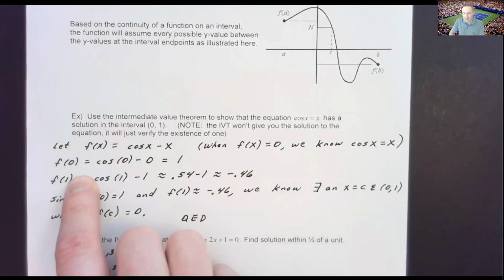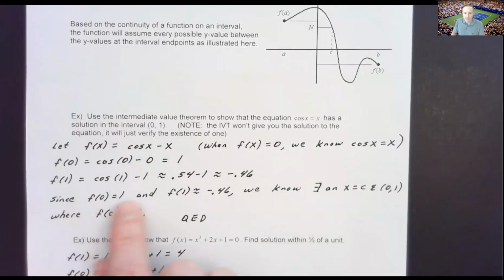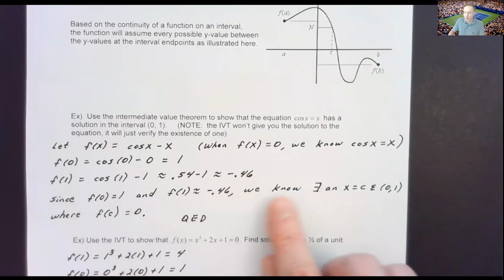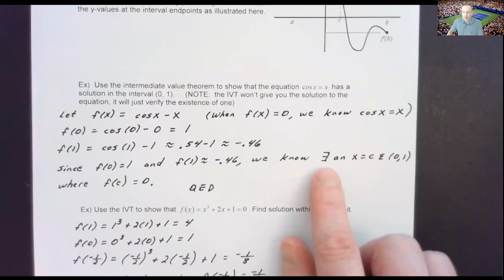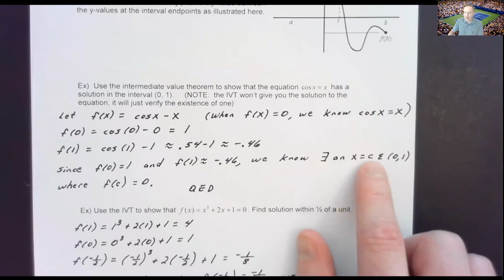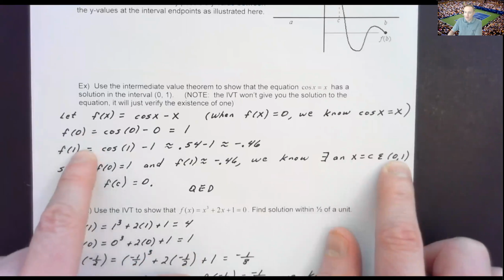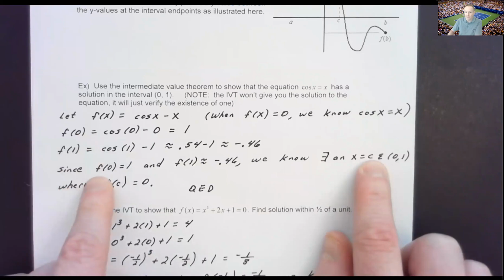So how do we make that statement in accordance with the intermediate value theorem? We do this. Since f of 0 is 1 and f of 1 is negative 0.46, we know there exists an x, and the intermediate value theorem calls the x value c. So we know that there exists an x value equal to c belonging to the set of values between x equals 0 and x equals 1, where f of that value of c is 0.